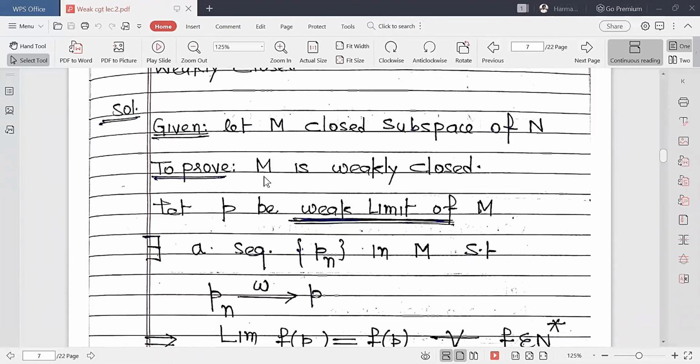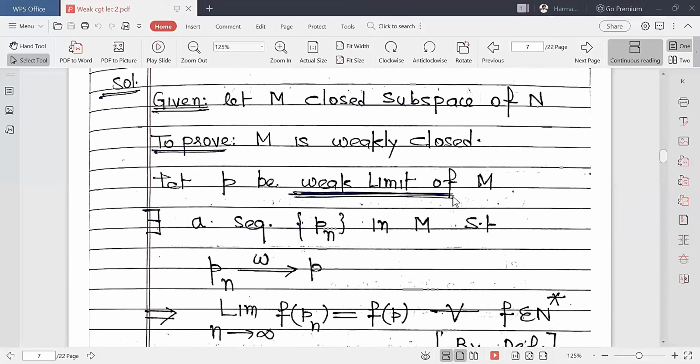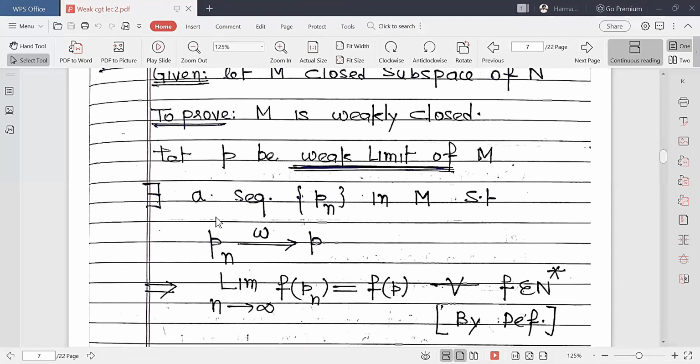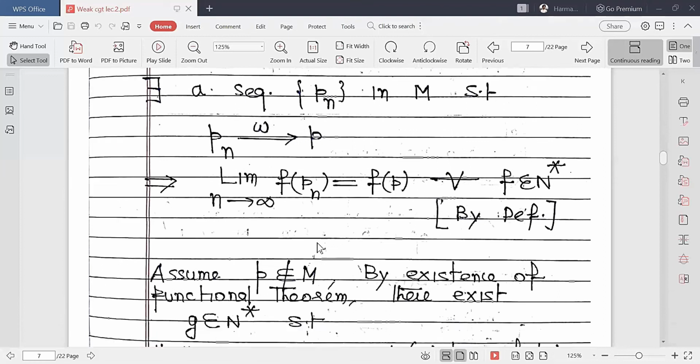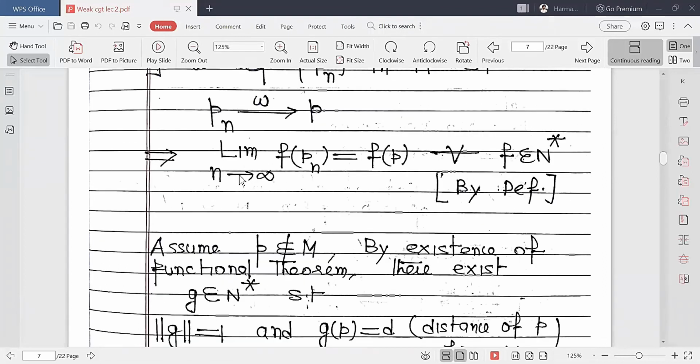To show that M is weakly closed, we take some weak limit of M, then prove that this limit belongs to the set M. That proves our result. First step: let P be a weak limit of M. By definition, there exists a sequence Pn in M such that Pn converges weakly to P. Then by the definition of weak convergence, the limit as n approaches infinity of f of Pn is equal to f of P for every f belonging to N star. N star means the dual space.